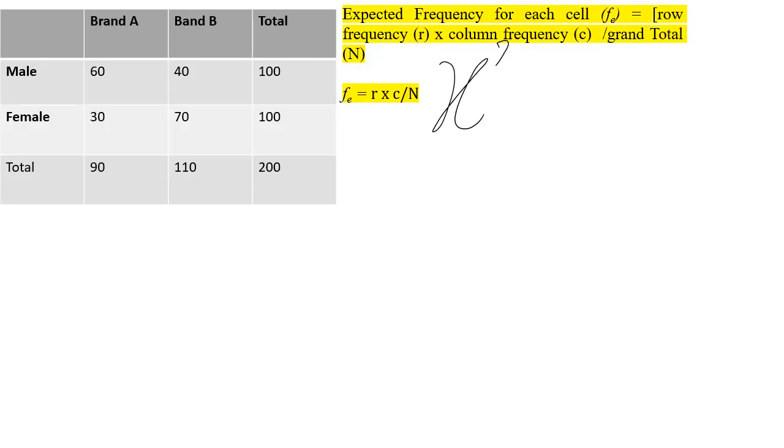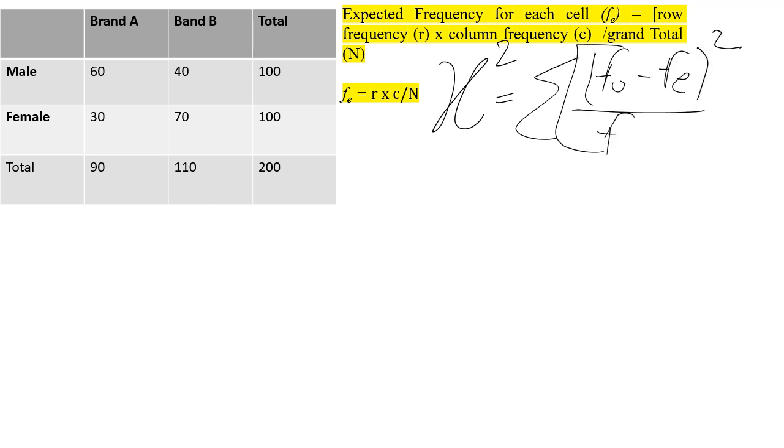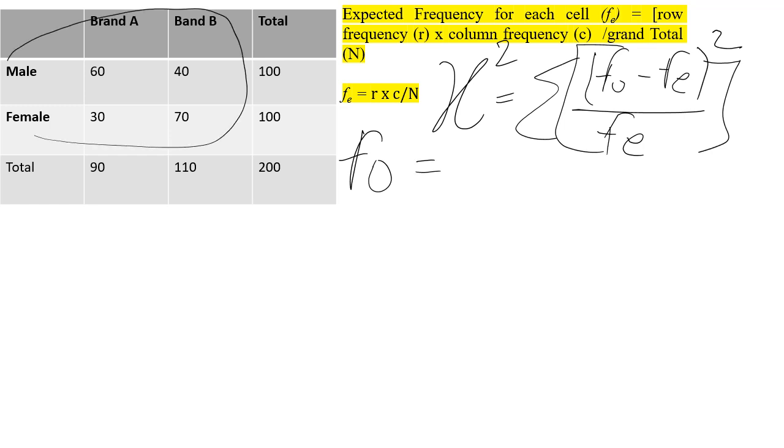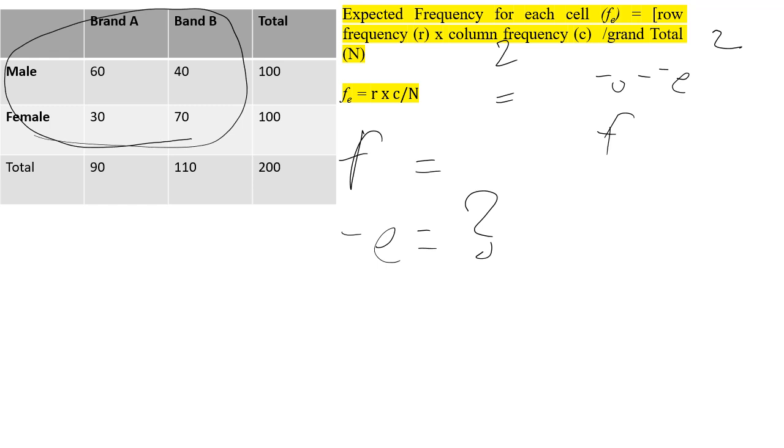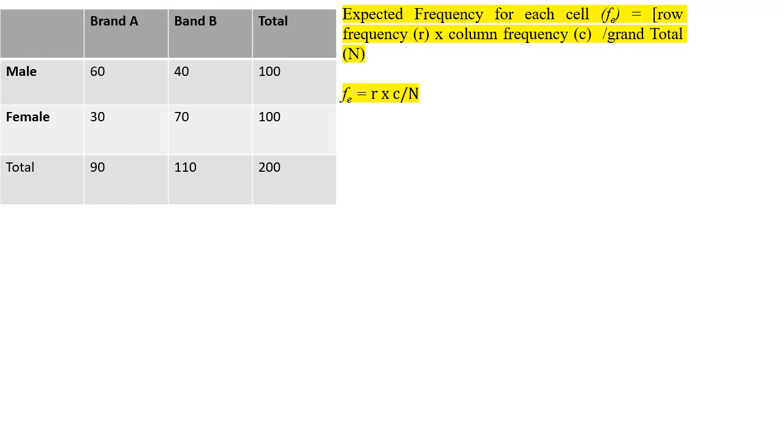The formula for chi-square is FO minus FE the whole square upon FE, where FO is the observed frequency, that is the actual sum we have got for calculation. FE is the expected frequency which we have to calculate. If you see in the highlighted part, the expected frequency formula is row frequency into column frequency upon grand total.